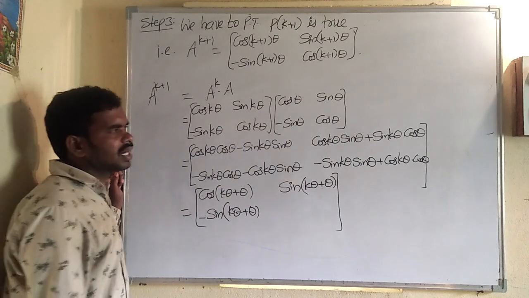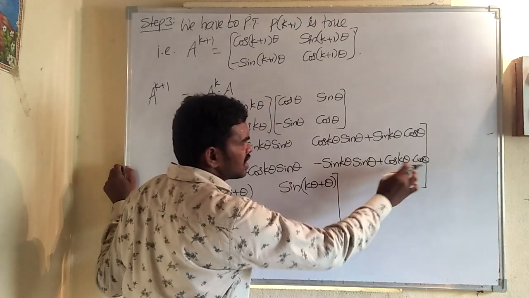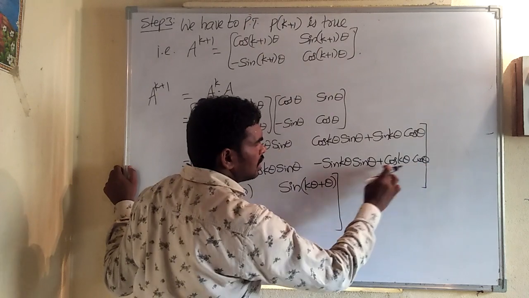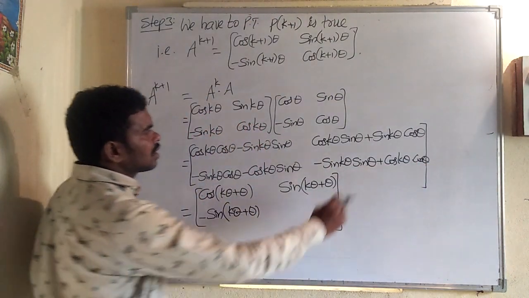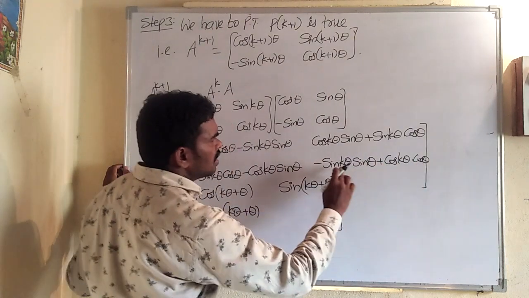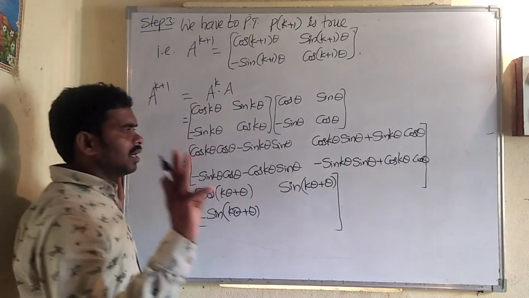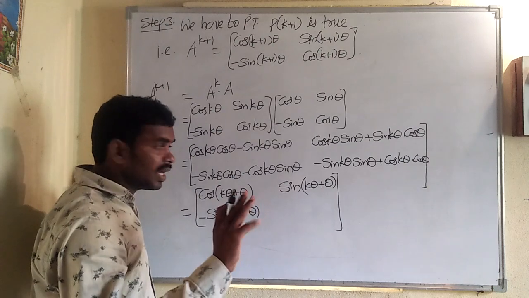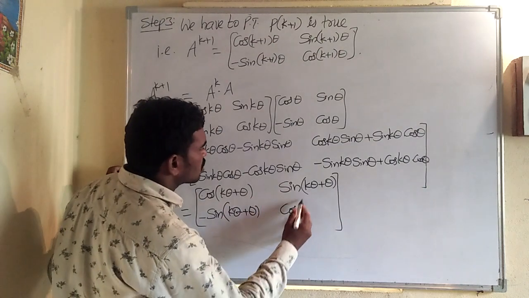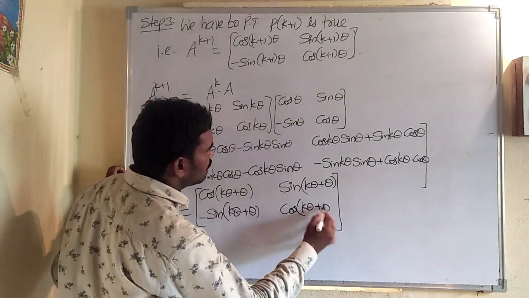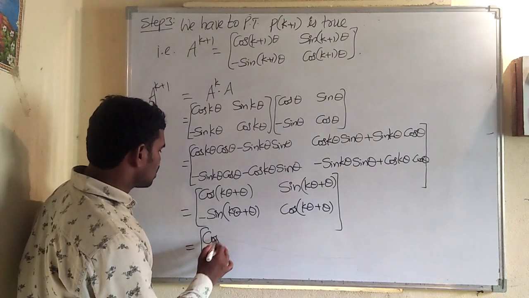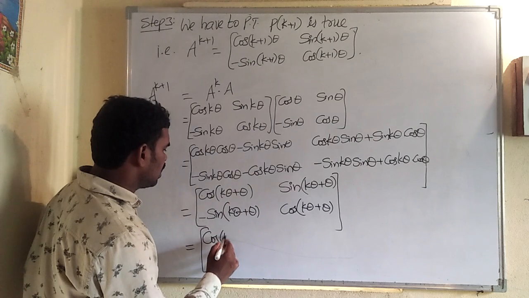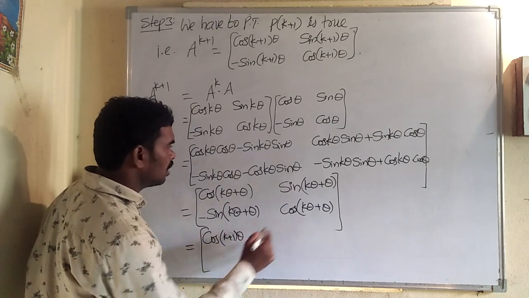And see here, read this first: cos A cos B minus sin A sin B. Third formula, cos of A plus B. So most of it we got. Cos of theta taken out common, k plus 1 into theta.